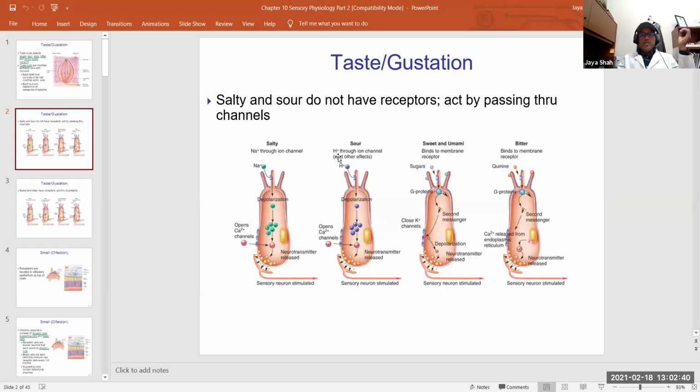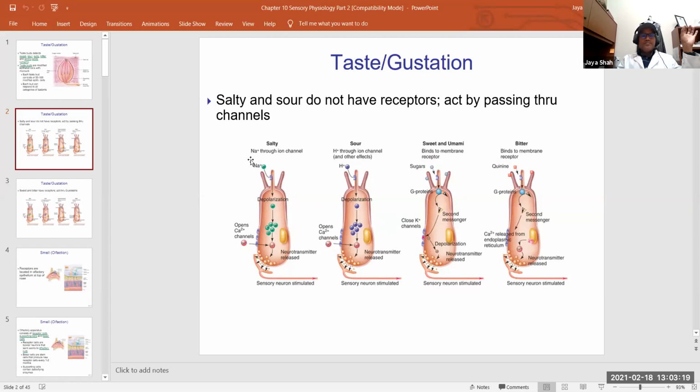Sour: each acidic compound has hydrogen ion. Sweet is glucose, fructose, and galactose, so they are large molecules. Umami taste is for the amino acids, which are also large molecules. Bitter is quinine-like structure, large compound molecules. Okay, so large molecules cannot get inside the receptor, but smaller ions like sodium and hydrogen can get inside the receptor cells through the channels.